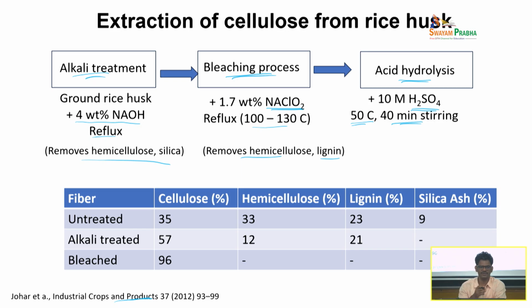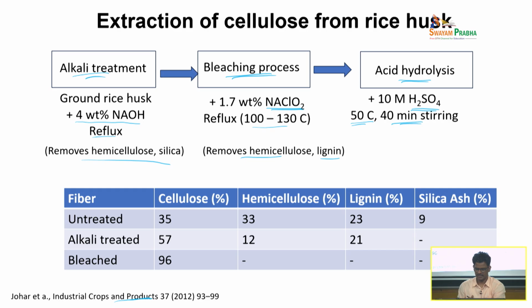Okay. So when you take your agriculture waste, rice straw, through alkali, bleaching and acid hydrolysis, you are basically removing hemicellulose, lignin, silica, all that is removed. So you will be left with only cellulose pulp, right? Here again from this paper I have given some composition. The untreated one has about 35% cellulose, 33% hemicellulose, about 23% lignin, and the remaining 9% is silica. This is raw rice husk. Once you do this alkali treatment, you can see that hemicellulose has come down and silica also has come down.